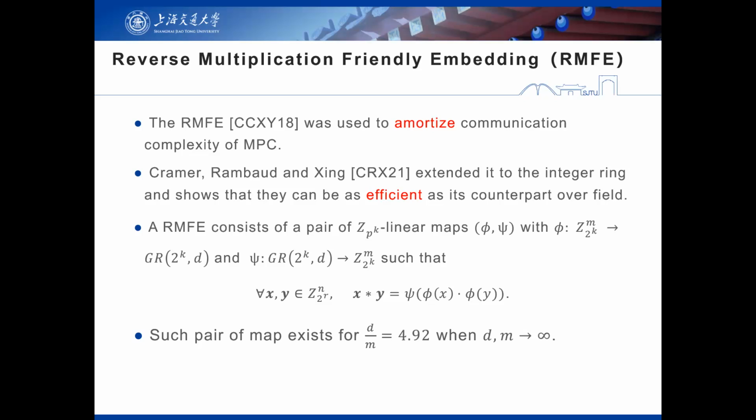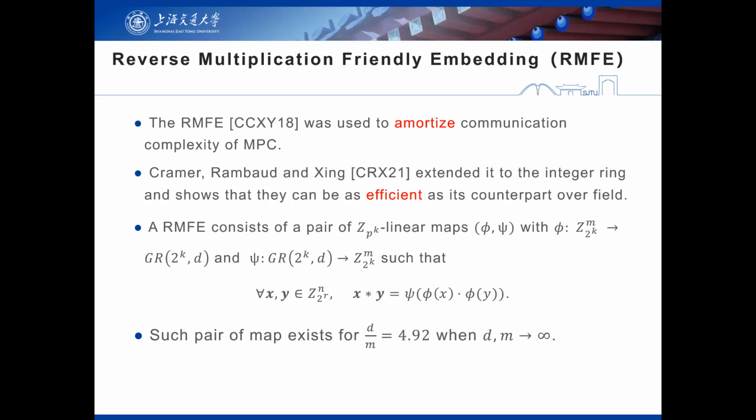For any two vectors, the component-wise product equals the following: we first map them to the Galois ring as elements, then do the multiplication and map the result back. These are the same, so you get the same results.